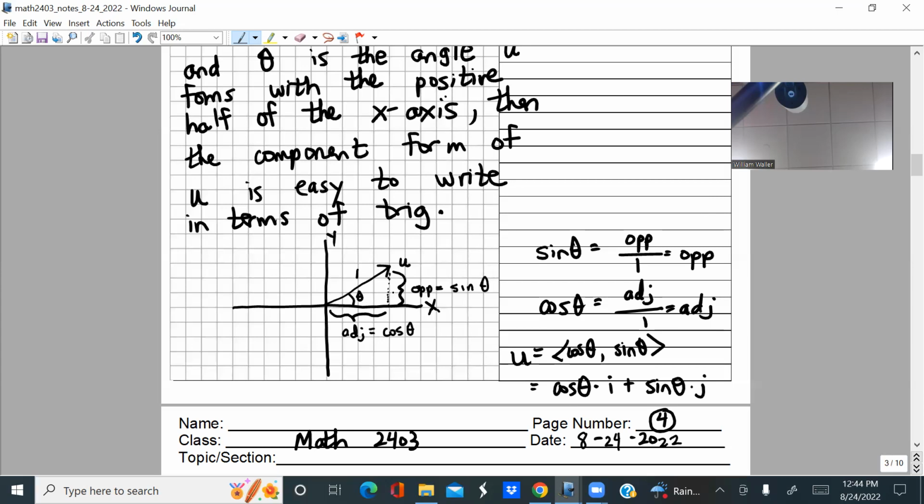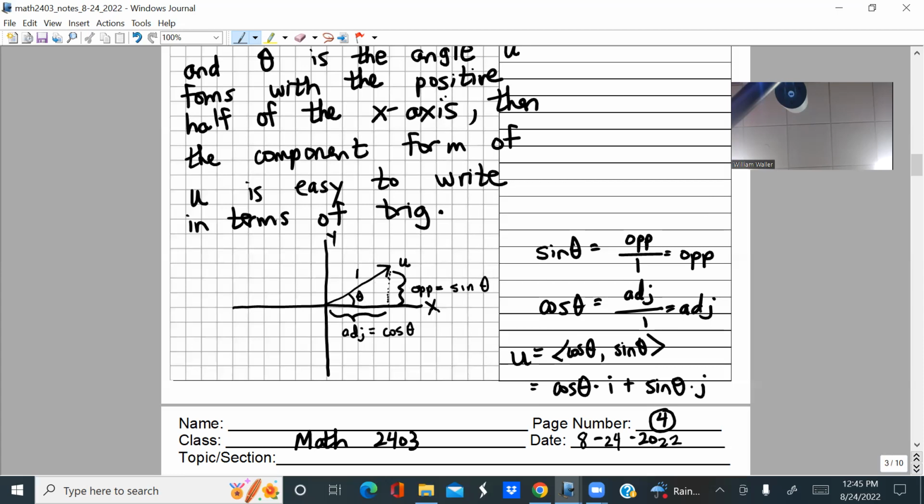Now I'm going to draw a right triangle here. Let's drop a vertical line segment down from the end of the vector u to the x-axis. Of course, when you do that, you get a right triangle. But notice the hypotenuse of this right triangle is 1. So that really simplifies this picture.